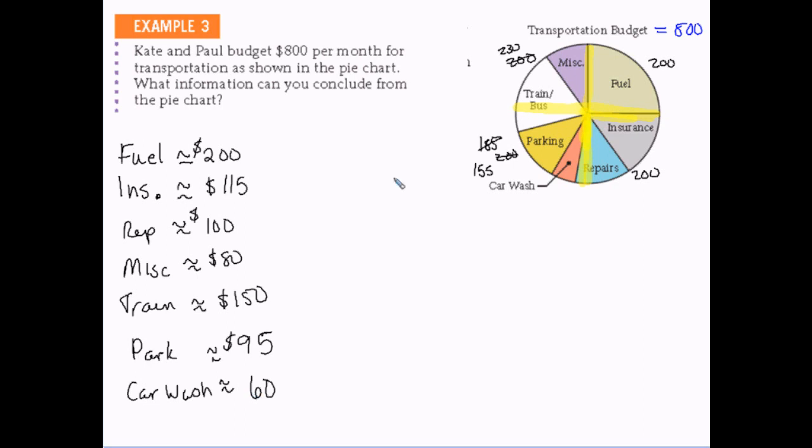And you'll notice that the sizes of our dollar amounts correspond to the sizes of our wedges, because if we put these in lowest to highest, we'd go 60, 80, 95, 100, 115, 150, 200. So the wedges would go in order size-wise as the price. So it's good enough. Questions on that at all? No questions? Okay.